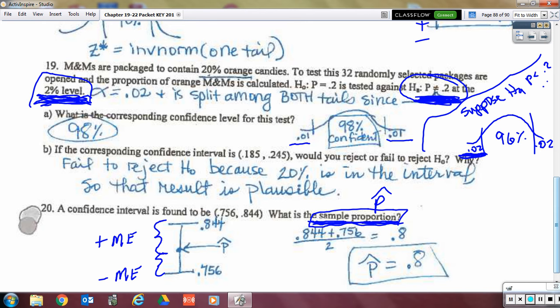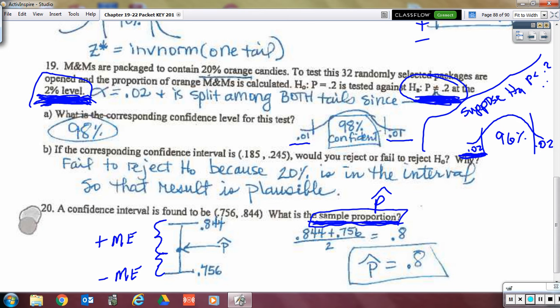Okay, so the thing to recognize on number 19 is that it gives you your null and your alternative, and then it says at the 2% level. What does 2% level mean? 2% significance level. What does that mean? That's your alpha. That's the size of your rejection region. So 2% significance level is your alpha, the size of your rejection region. So that's important. I got 2%.